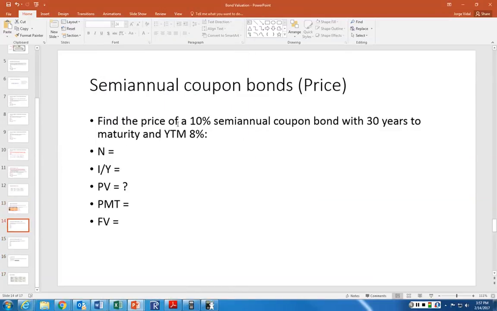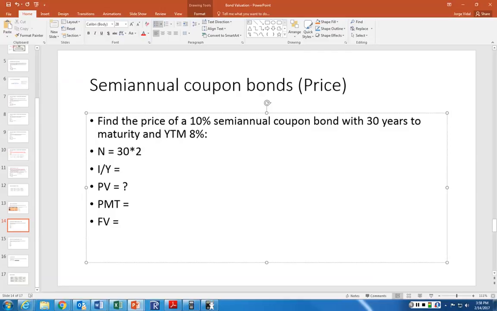Semi-annual coupon bonds. This is: find the price of a 10% semi-annual coupon bond, 30 years, YTM 8%. So N equals the following: 30 years times 2 payments per year equals 60 payments left. 8% is annual. To make it semi-annual, divide by 2, which equals 4. Payment: it is a 10% coupon bond times 1,000 equals 100. That's the annual coupon payment. In semi-annual payments, you will receive a payment every 6 months of 50. Future value doesn't change in a semi-annual, still 1,000.